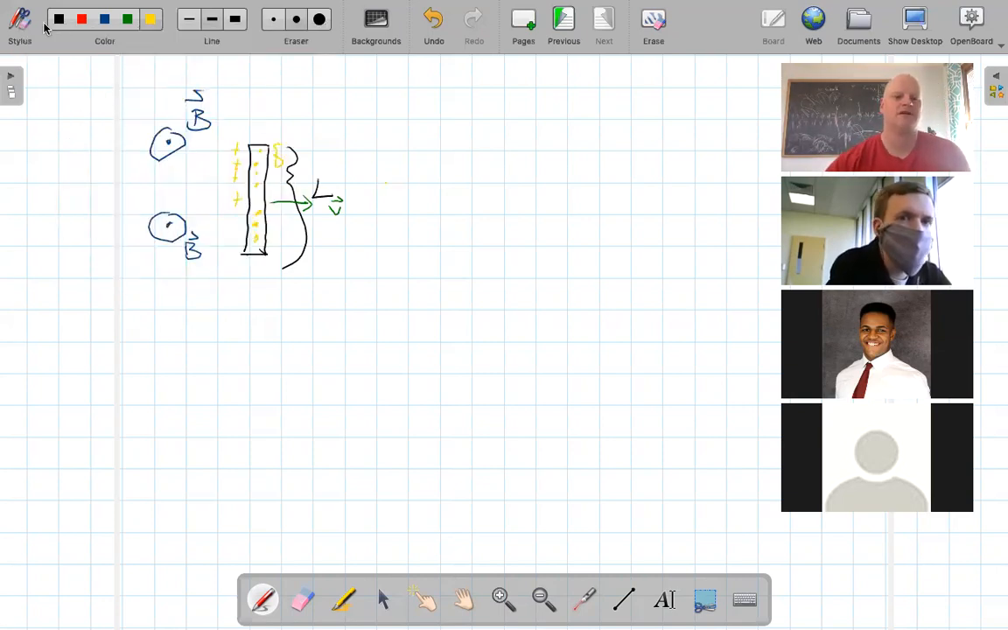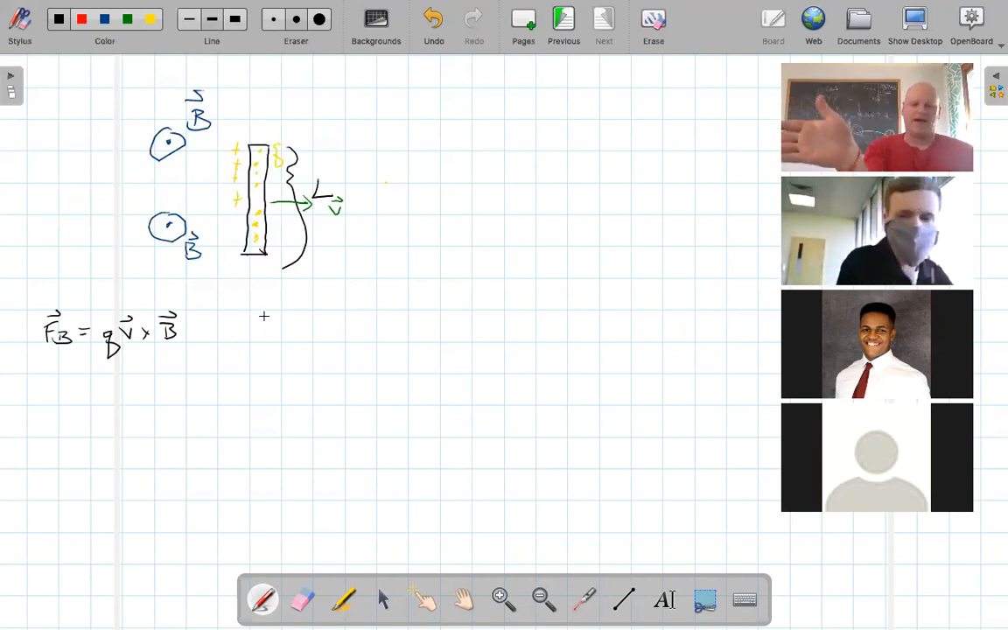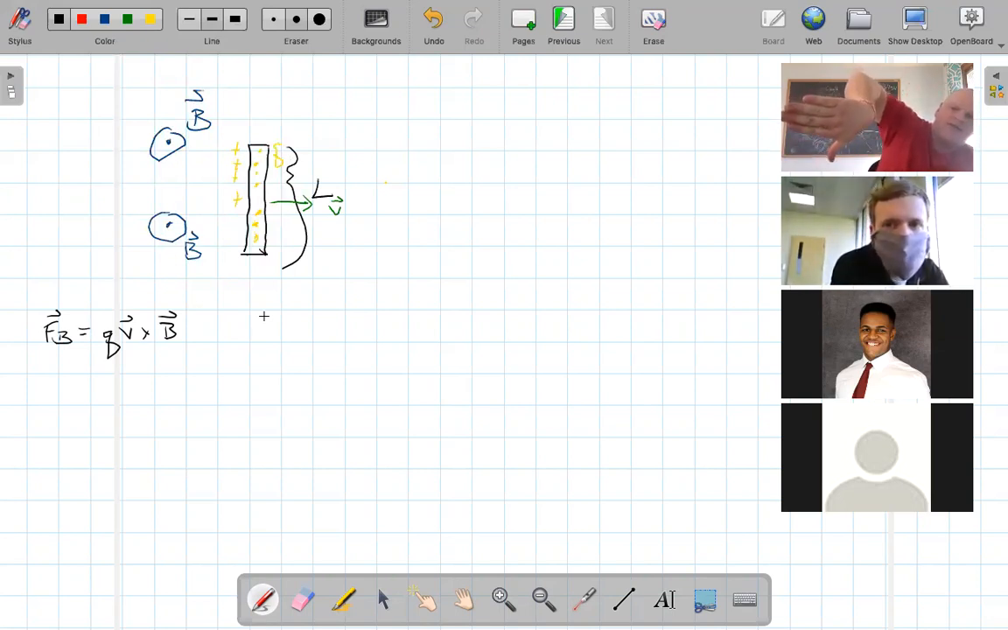As remember from last chapter, the magnetic force on a charged particle is equal to the charge times the velocity crossed by the external magnetic field. So in this case, I put my fingers in the direction of the velocity, which is this way, curl towards the external magnetic field, which is out. So I'm going to rotate my palm this way.